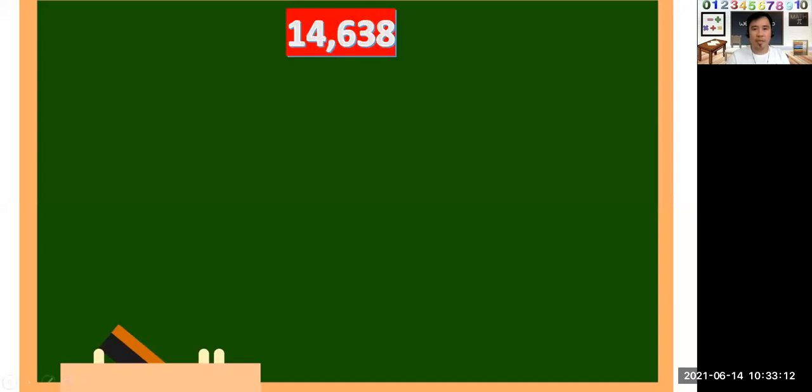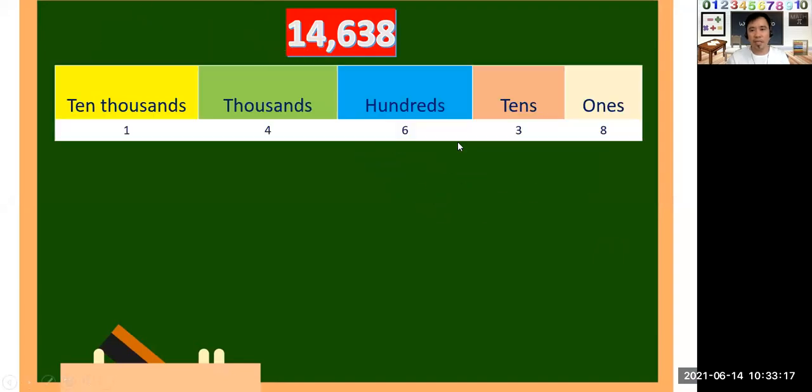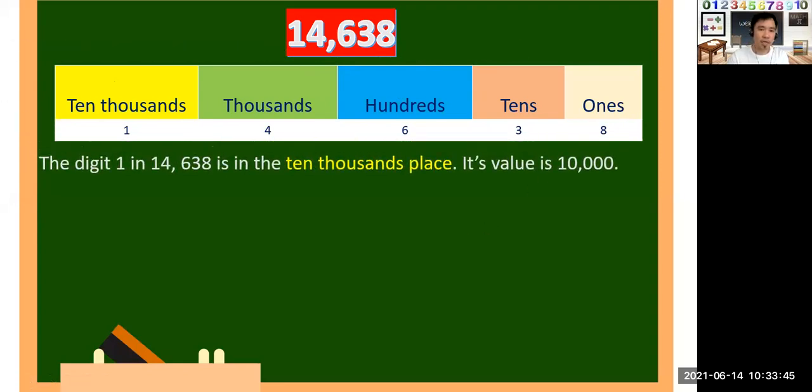Now let's say, for example, the number here is 14,638. So you can see every digit here, number one here is in 10,000 place, and number four is in 1,000 place, and number six is in 100 place, and number three is in 10th place, and number eight is in 1st place.